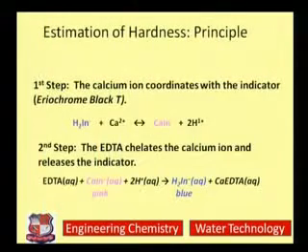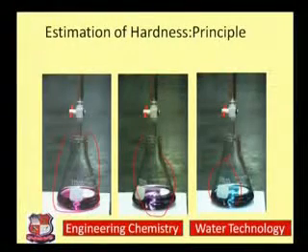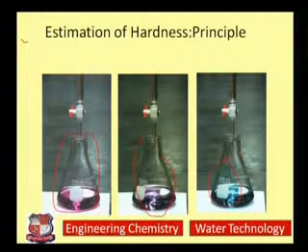And actually what happens? The hardness causing ion first of all coordinates with EBT, that is the indicator. EBT indicator first of all forms a complex with the hardness causing salt, and this is of wine red color. The first color that you have seen in the previous slide, this wine red color, is due to the EBT and metal complex.